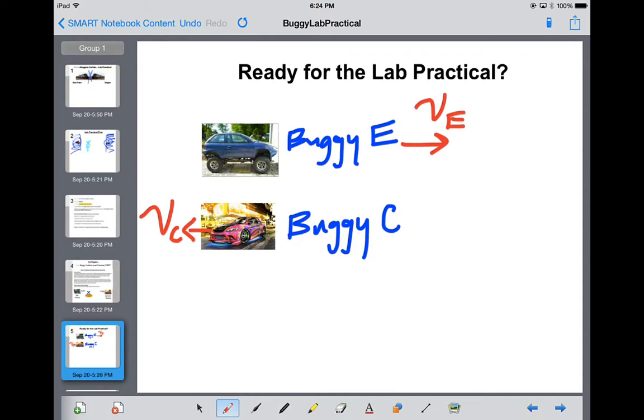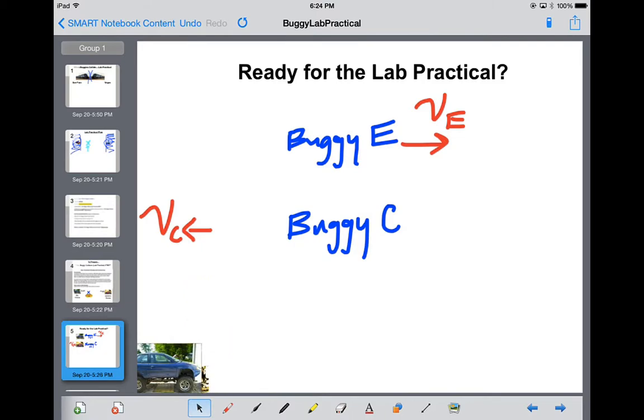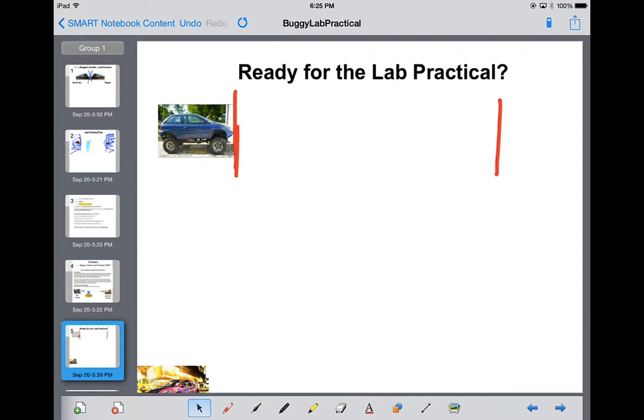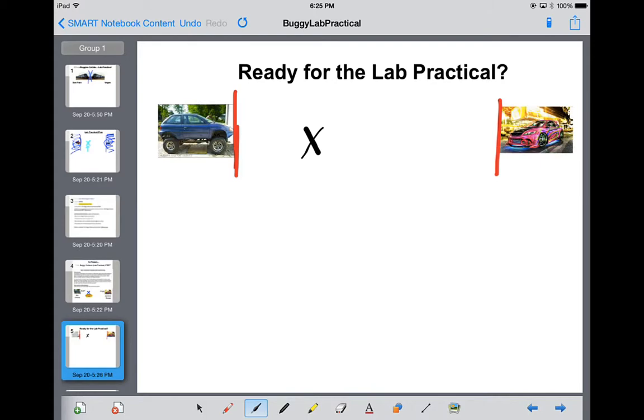Once you do that, I am going to take your buggies and I am going to hide them. At that point, you are going to be given a certain starting point for your buggy. I'm going to give you a certain mark on the ground and another mark on the ground, so two pieces of tape. And I'm going to say, okay, you're going to have to figure out a way in which you can release one buggy from one side of the tape and the other buggy from the other side of the tape. And you're going to determine through your calculations where they are going to collide.